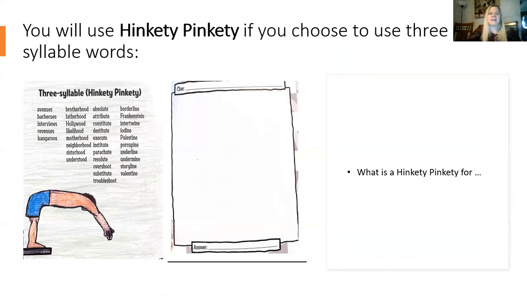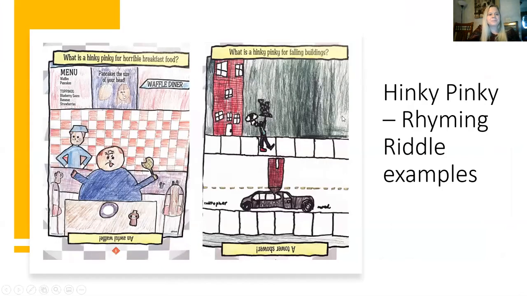And there is a template or an outline for you to do your clue. Whatever your clue is, it will go right here. And then your answer will go down here. But I'm going to show you something about your answer at the very end here. So here are some examples. What is a hinky pinky for a horrible breakfast food? There's the picture that they drew.